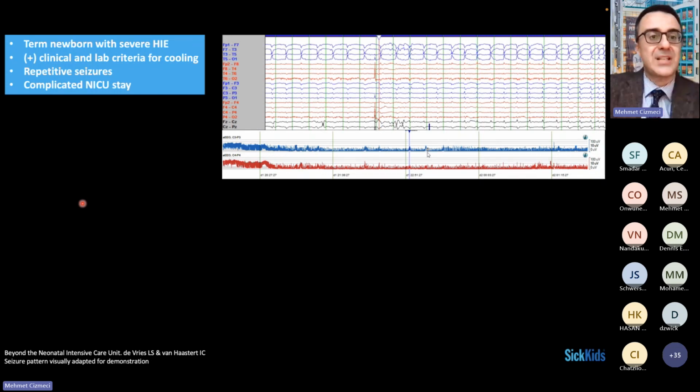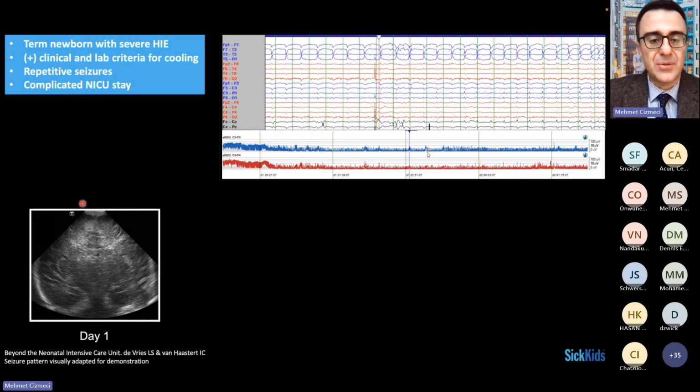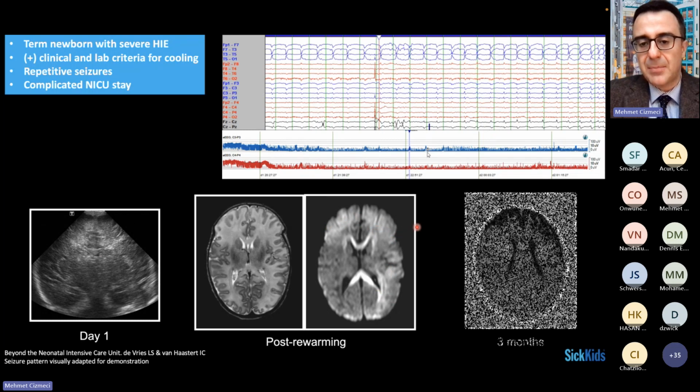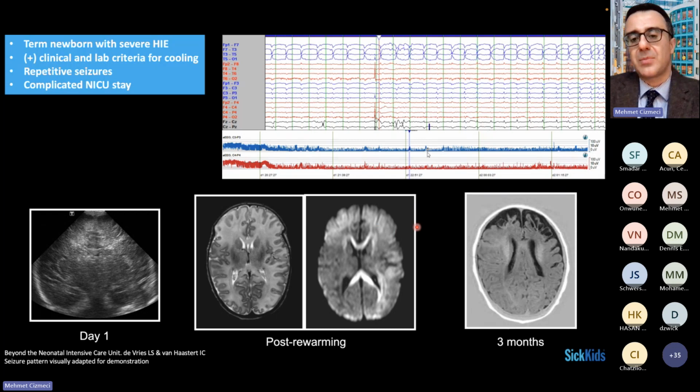Another term infant who presented with HIE, met the criteria for cooling, and developed repetitive seizures and had a complicated NICU stay. On day 1, had ultrasonography, there was some increased echogenicity in the white matter tissues, and the ventricles were slit-like due to the mass effect of the edema in the white matter tissues. And in the post-rewarming phase, the brain MRI, the diffusion-weighted imaging here, is showing bilateral diffusion restrictions, but the basal ganglia and thalami region seems to be spared.